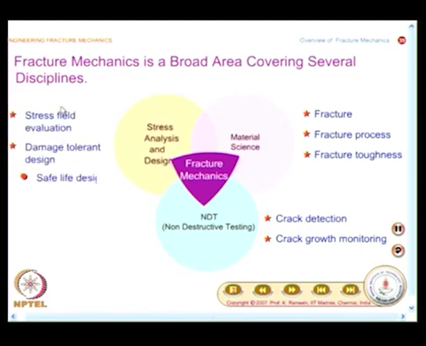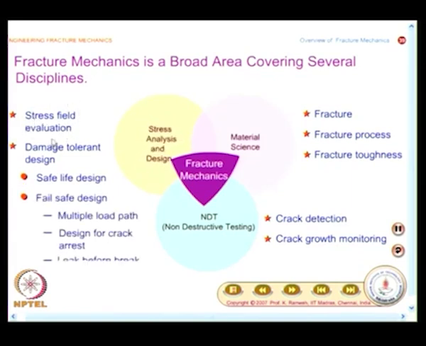We would develop the stress field, using that as information and also the information on fracture toughness. We could go for improved design methodologies, and we had already seen fracture mechanics has to help us to have a damage tolerant design approach. So, in this you have two main categories, one is a safe life design.